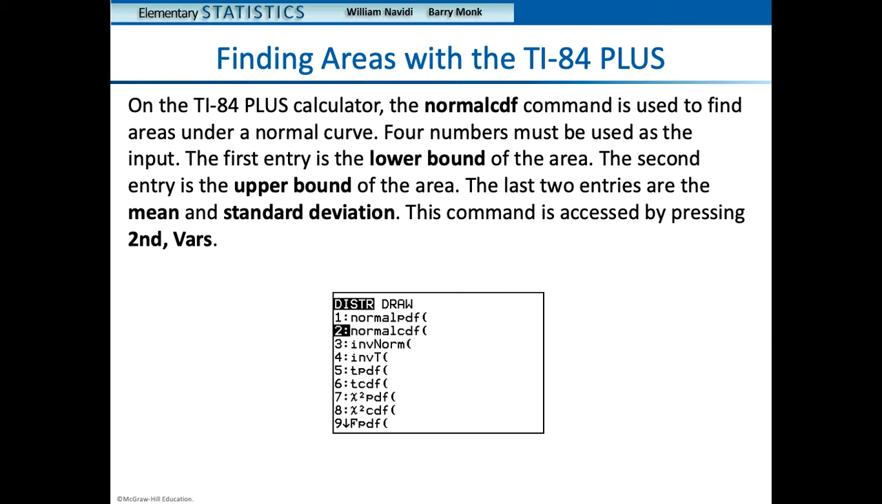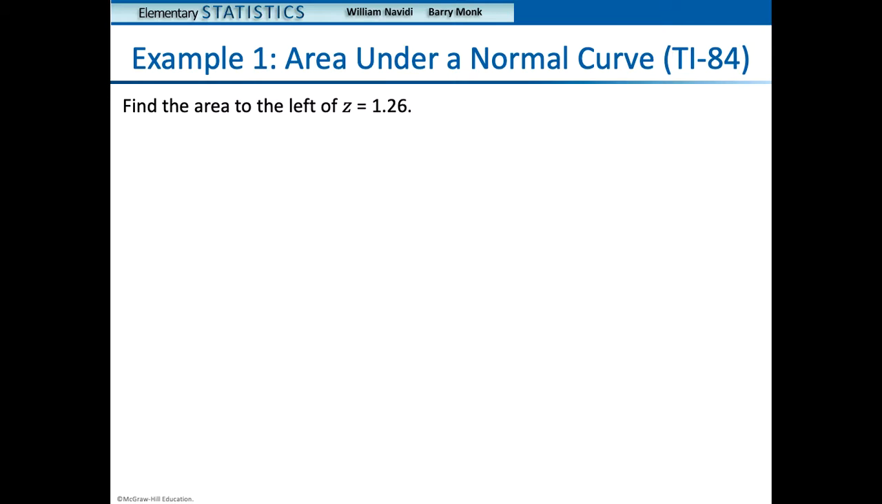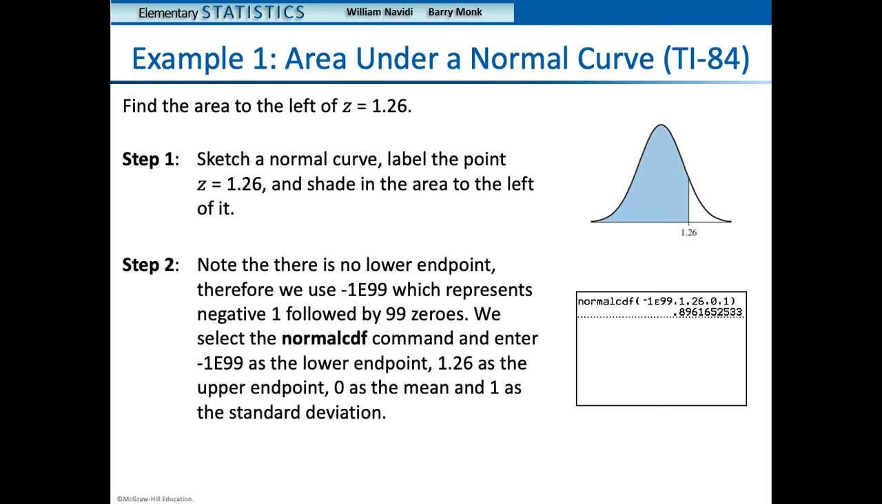The nice thing about using the normal CDF is that you can type in any number for the mean and any number for the standard deviation. So you don't have to go through the extra step of converting the values to z-scores first, like you do when you're using the table. Okay. So just a simple example, right? Revisiting an example we did earlier in this lecture. Find the area to the left of z equals 1.26. Well, again, I think even in this case, it's helpful to sketch a normal curve, right? Label the point z equals 1.26 and shade the area to the left.